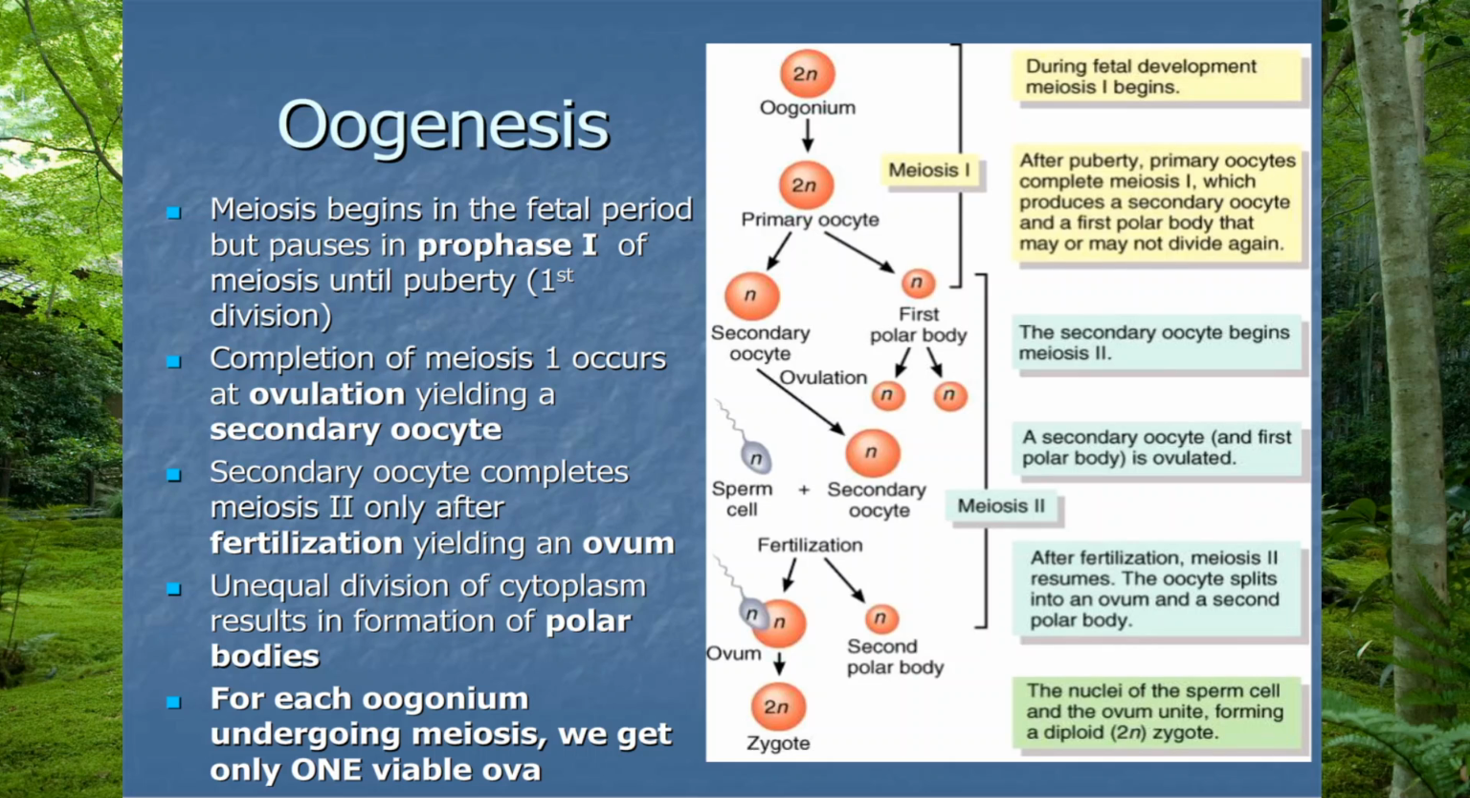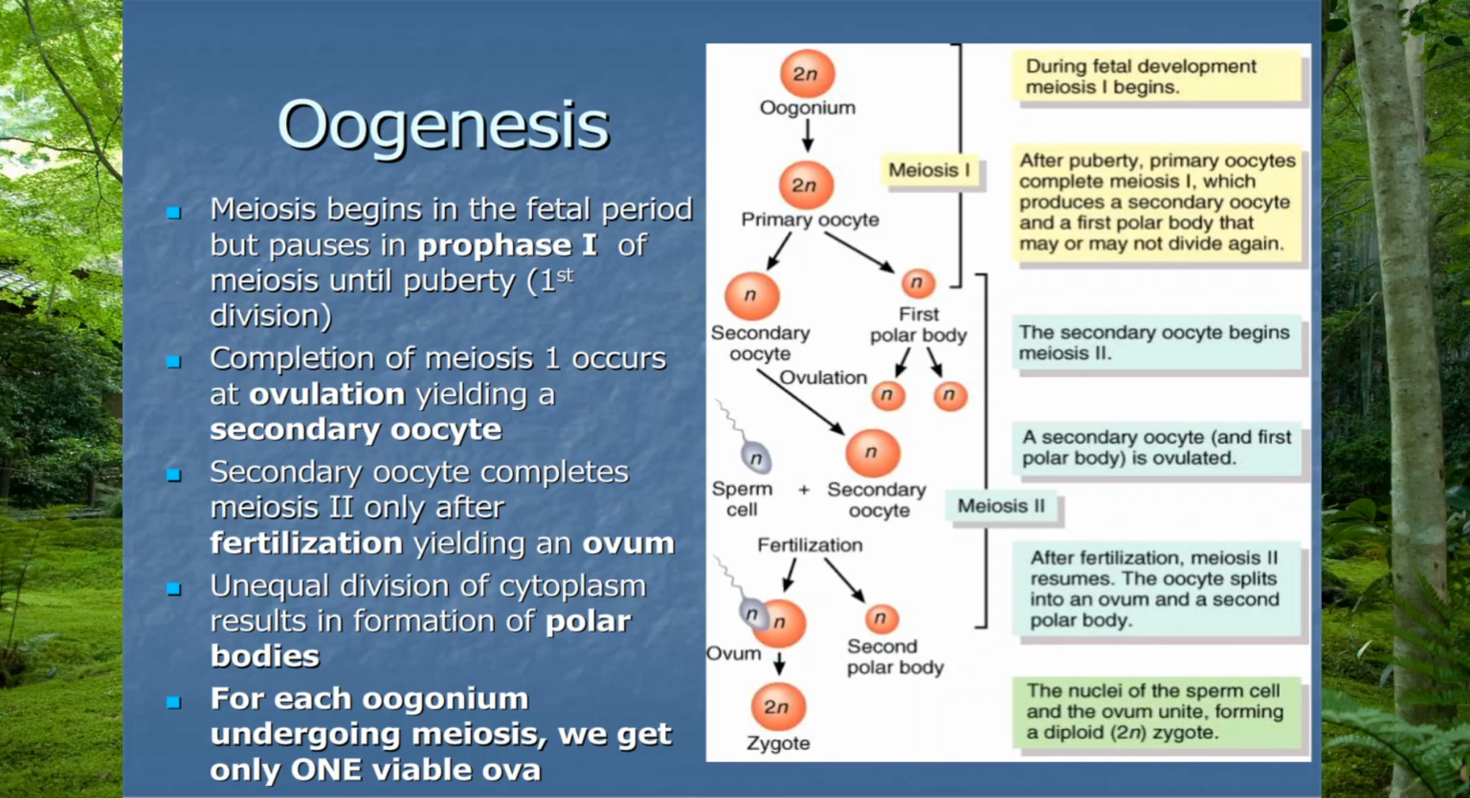Now, another big difference is that meiosis in females actually begins during the fetal period. But during the fetal period, meiosis 1 will pause during prophase 1. And it's not until puberty occurs and we have our first ovulation that we will actually complete the first stages of meiosis 1 and enter meiosis 2. Now, meiosis 2 is not completed until after fertilization occurs. That is, the egg is already ovulated, it's entered the fallopian tube, and once it's fertilized by the sperm, the second set of divisions will occur in meiosis 2.